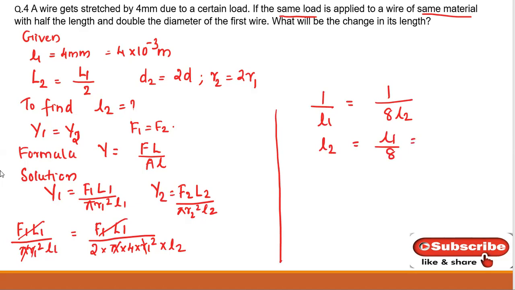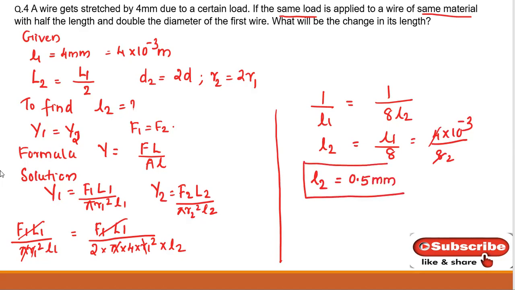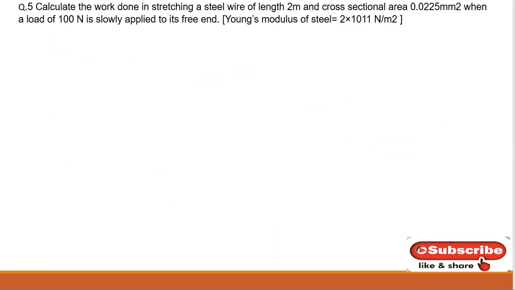L1 value we know: 4 into 10 raised to minus 3 divided by 8. 4 and 8 cancel, 1 by 2. 1 upon 2 is 0.5. So we can write L2 is equal to 0.5 into 10 raised to minus 3 meter, or we can write 0.5 millimeter. So this is the change in length. Okay, I hope you all understood. Let us solve the next question.